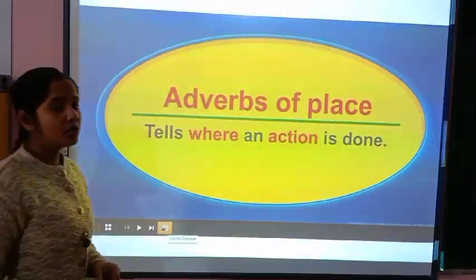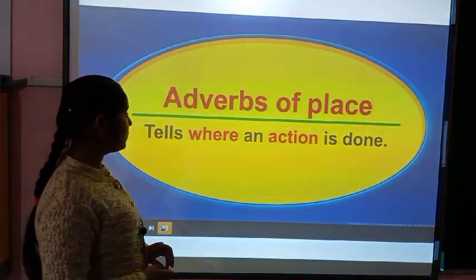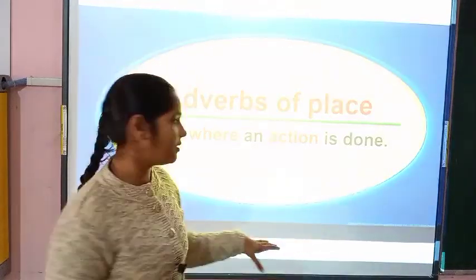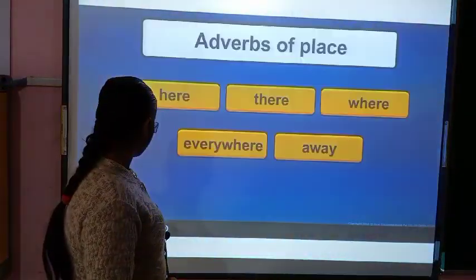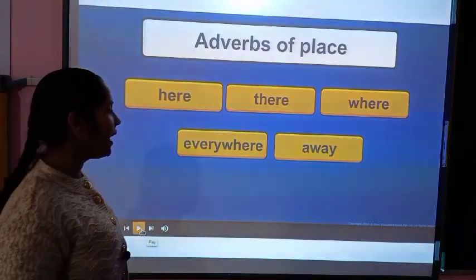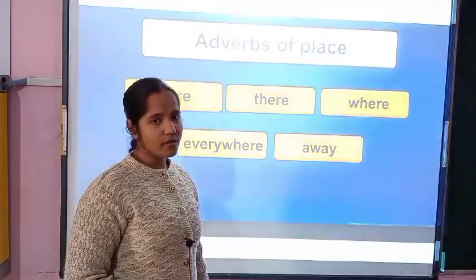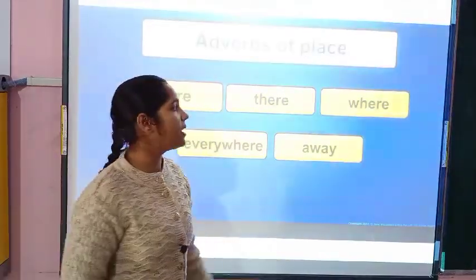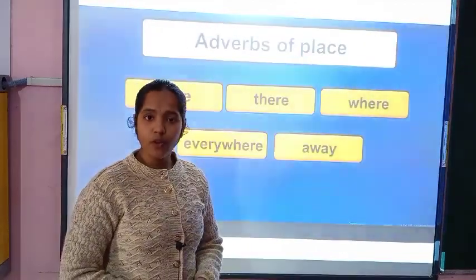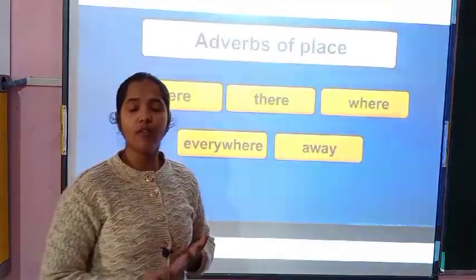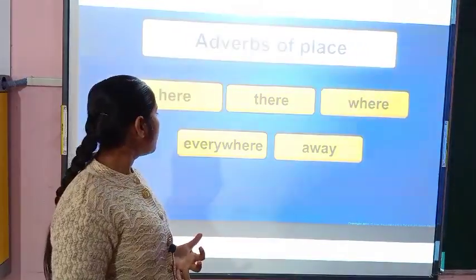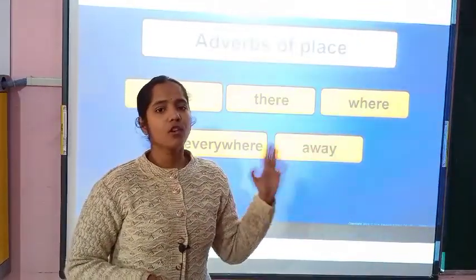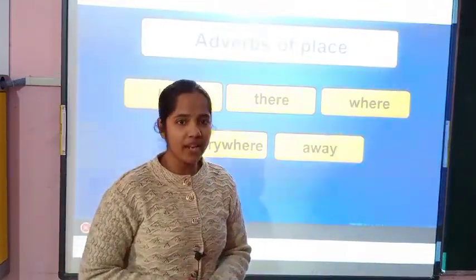Understood? So let's go to another kind of adverb. Let's start with the adverb of place. It tells where an action is done. So it is basically showing the place where the action has been taken. Understood? Here, there, where, everywhere, away. We use these words to show and highlight a particular place. When I ask, where are you going, we are asking a question about the place. I'm here, so I'm showing my place. I went there, so I'm showing that place. Understood? So these are all words related to adverb of place, as I told you.